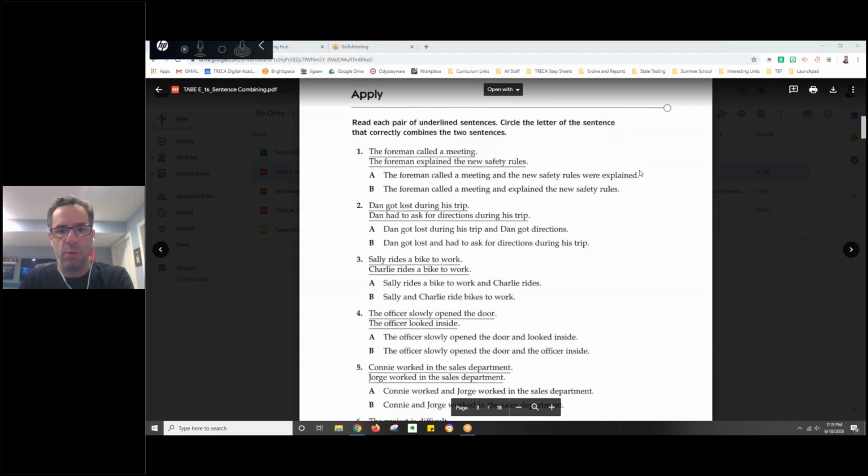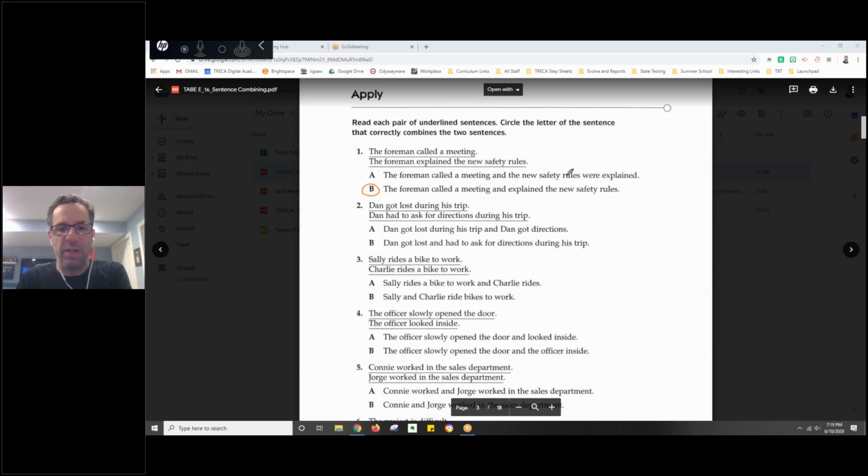We'll change to orange pen. So the foreman called a meeting. The foreman explained the new safety rules. So the foreman called a meeting and the new safety rules were explained. The foreman called a meeting and explained the new safety rules. This one is correct because letter A says the foreman called a meeting and the new safety rules were explained.